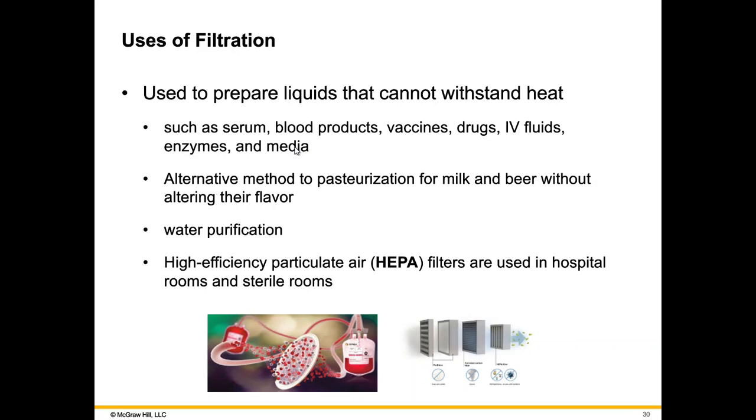This is an alternative method as well to pasteurization for milk or beer, even without altering flavor. It's used in water purification. Very simple example. Anybody have a Brita filter at the house? That's an example of this. HEPA filters are really common and used in hospital rooms to try to increase the sterility of the room because microbes cannot pass through them.